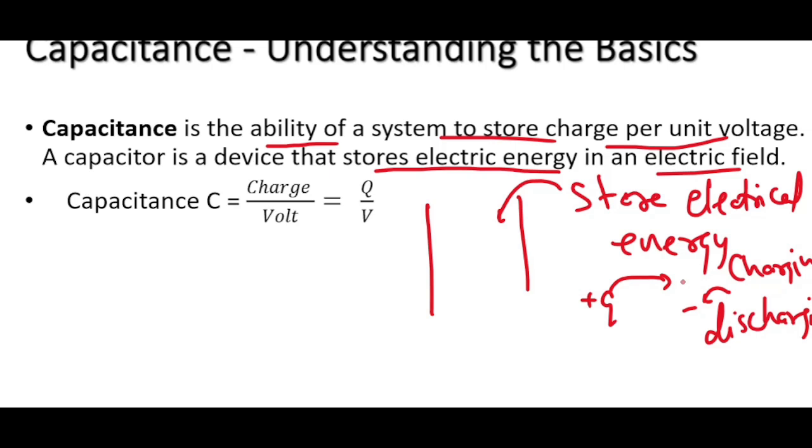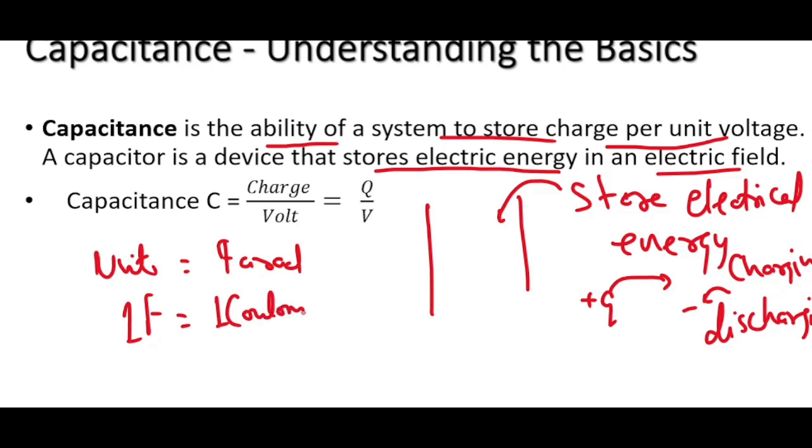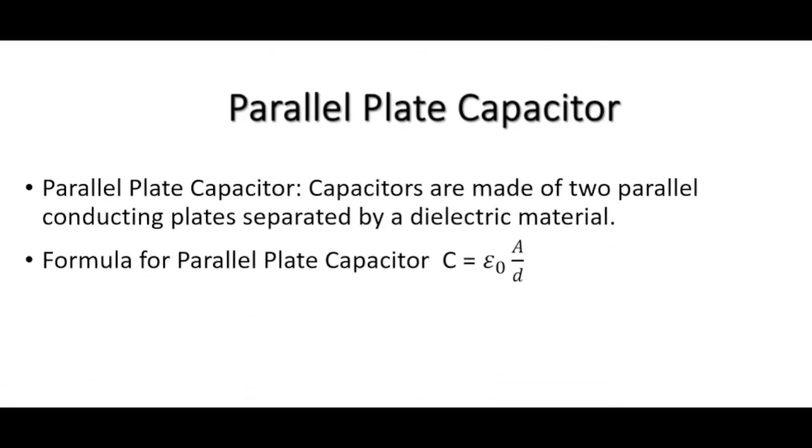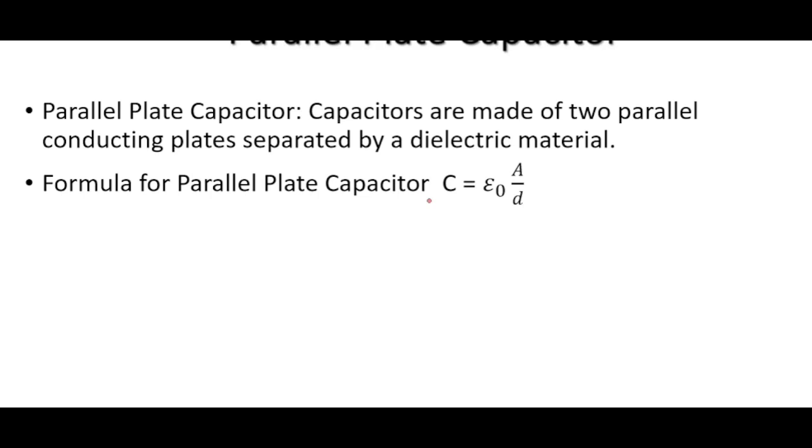Capacitance is defined as charge per volt, and its unit is farad. 1 farad is defined as 1 coulomb of charge used to store 1 volt of potential. So you should remember this basic definition. There are different types of capacitors, but we are focused only on one, and that is the parallel plate capacitor.